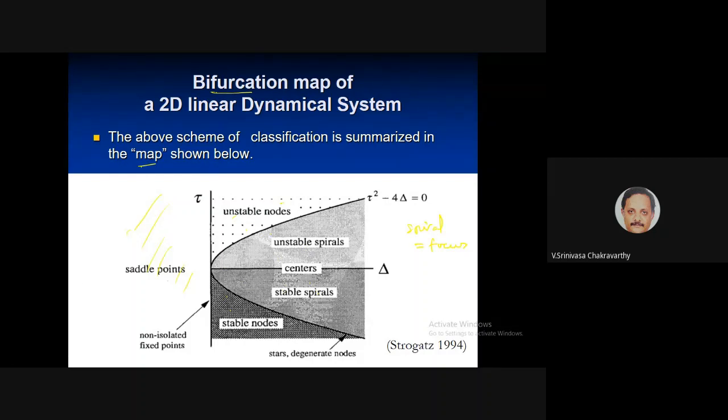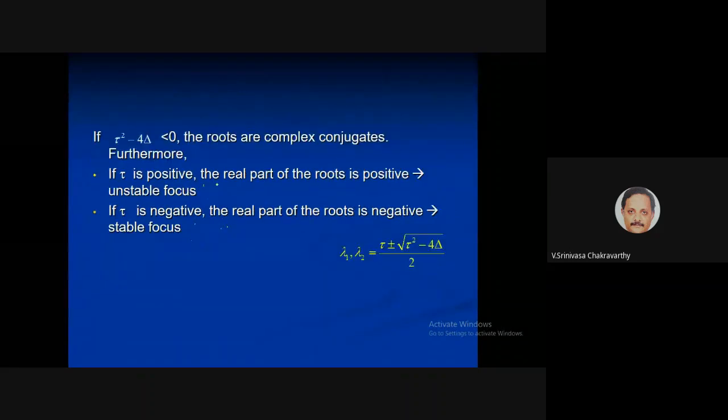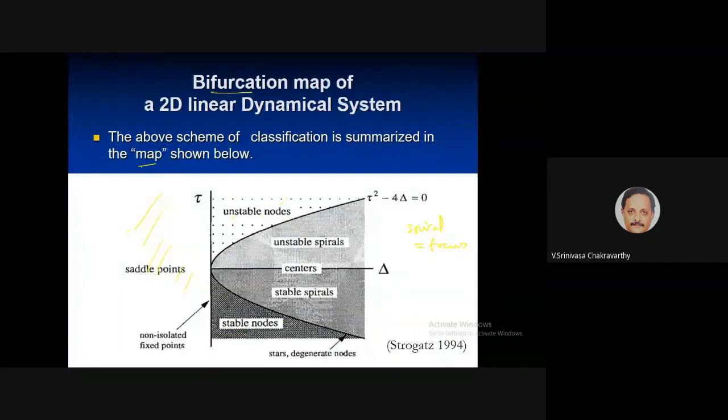Okay, so on the right side, if tau is positive, you have unstable. If tau is negative, you have stable. But within these two quadrants, there's again the subdivision, which is divided by the line of tau square minus 4 delta equal to 0. If this tau square minus 4 delta is positive, you get nodes. And if it is negative, you get spirals. So this is a broad architecture of this map.